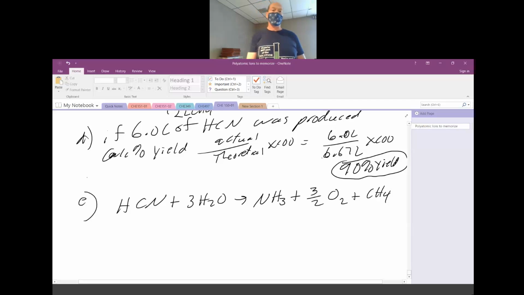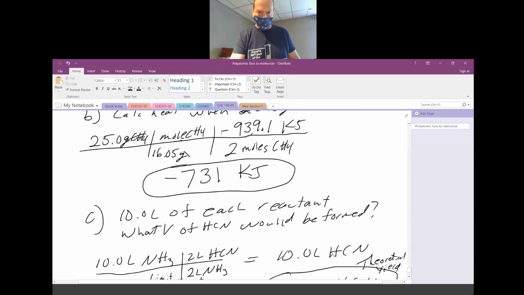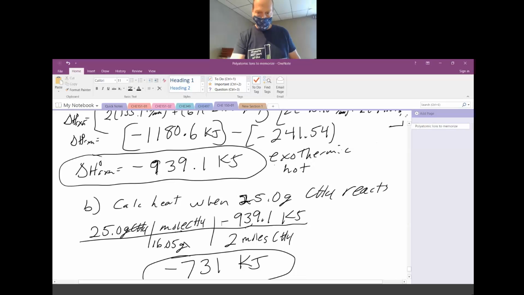What you can't see because it's up there further is that the initial reaction was 2NH3 plus 3O2, all these are gases, plus 2CH4 yields 2HCN plus 6H2O, and we calculated that delta H to be negative 939.1 kilojoules. I think that was our number, negative 939.1 kilojoules.